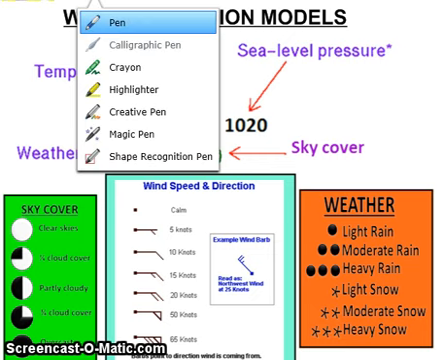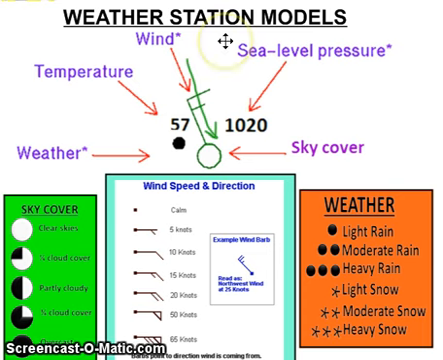Now, the last two symbols that we want to look at are the temperature, which is always given in the upper left-hand corner, because we always read from left to right, so the most important information always goes to the upper left. So our temperature is 57, and that's always in degrees Fahrenheit. And then our pressure, which is 1,020 millibars, is located on the upper right.